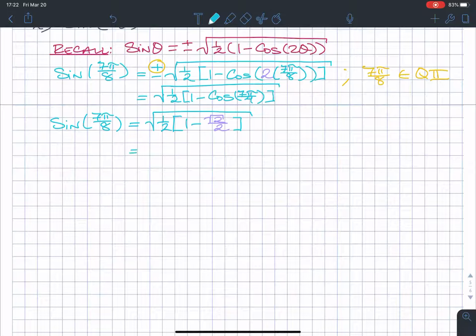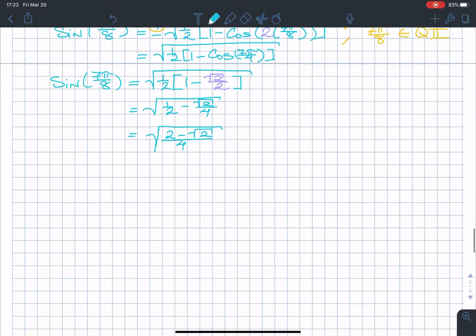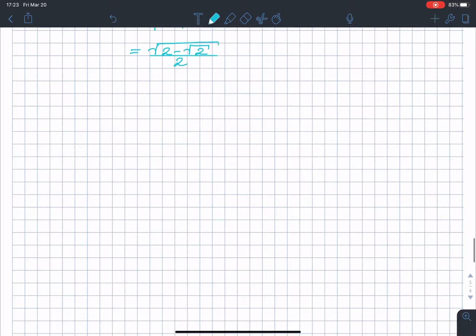So this becomes the square root of 1/2 minus the square root of 2 over 4, if I distribute, which becomes the square root of 2 minus root 2 all over 4. But of course the square root of 4 is 2, so I can write this as the square root of 2 minus the square root of 2 all over 2, because the square root of 4 is 2. Okay, oh my goodness, that was a long one. Let's do another long one, shall we?